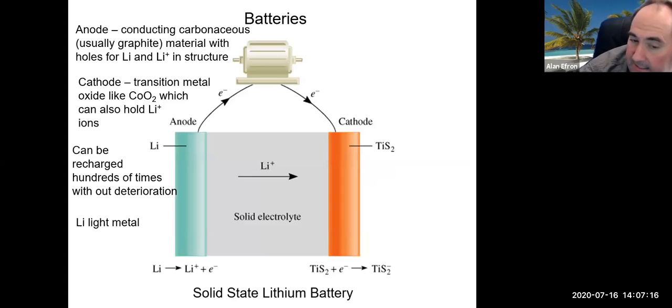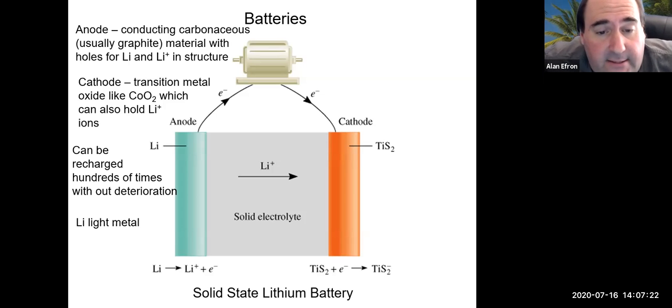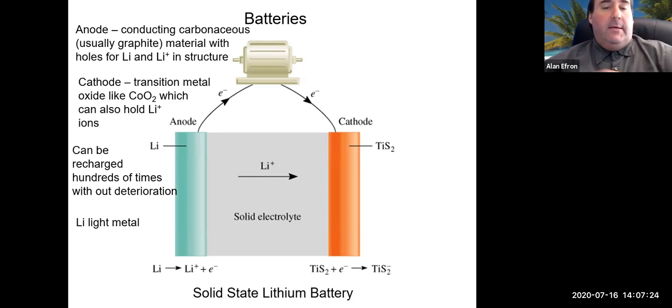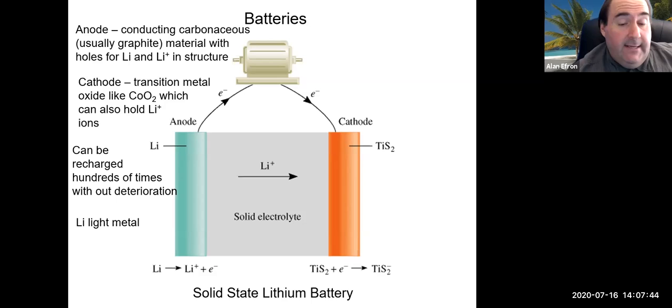This is a solid state lithium battery. And on the anode side, it has some type of carbon graphite material. Usually it has some type of holes in it that allows these lithium ions to travel through to the other side. On the cathode side, we have some type of transition metal like cobalt 4 oxide that can also hold some lithium ions in it.